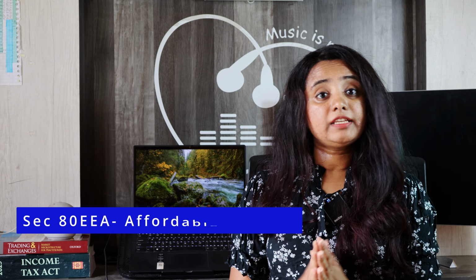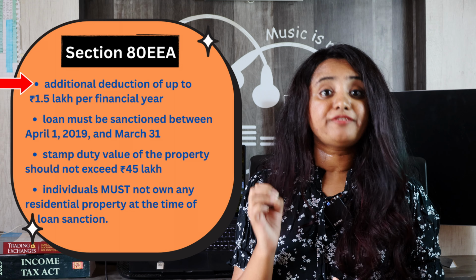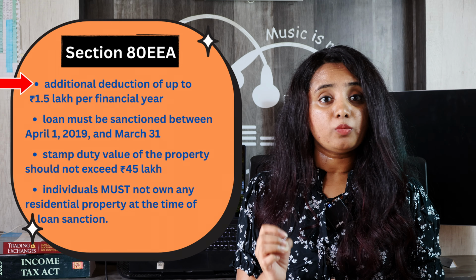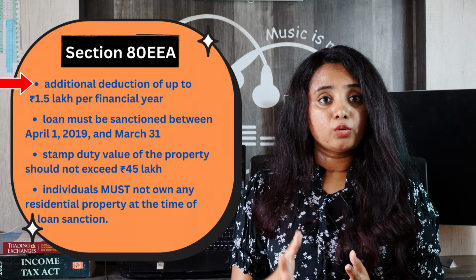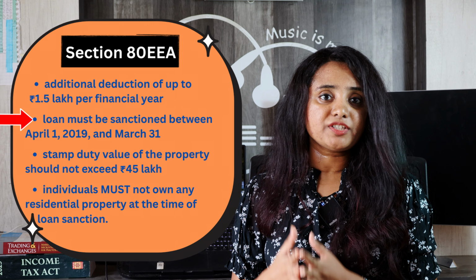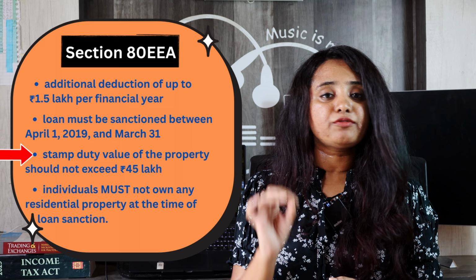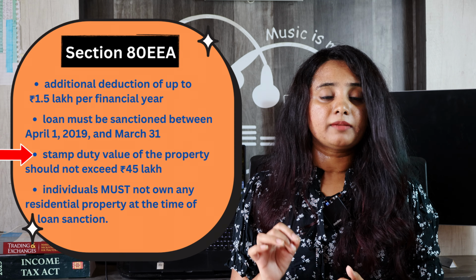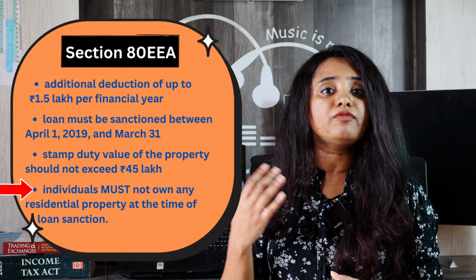Section 80EEA, Affordable Housing. This section offers an additional deduction of up to 1.5 lakh per financial year for interest paid on home loans taken for affordable housing. The eligibility is that the loan must be sanctioned between April 1st, 2019 and March 31st, 2022, and the stamp duty value of the property should not exceed 45 lakh. This benefit is available to individuals who do not own any residential property at the time of loan sanction.